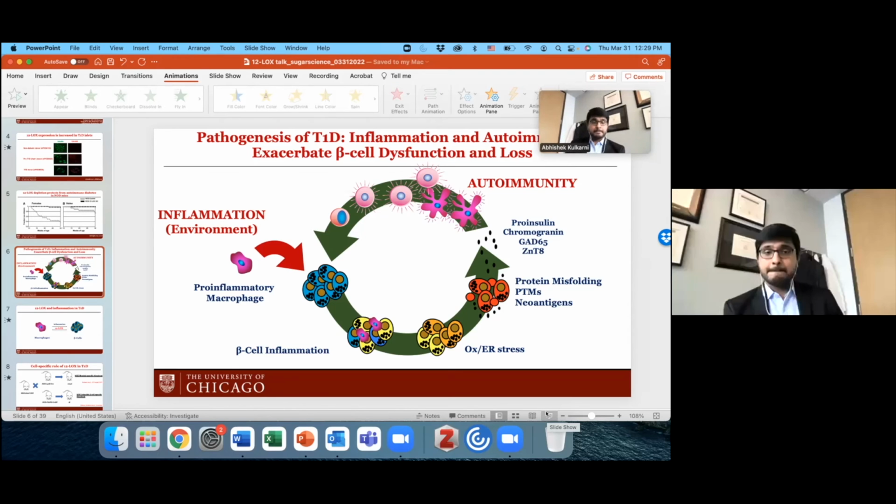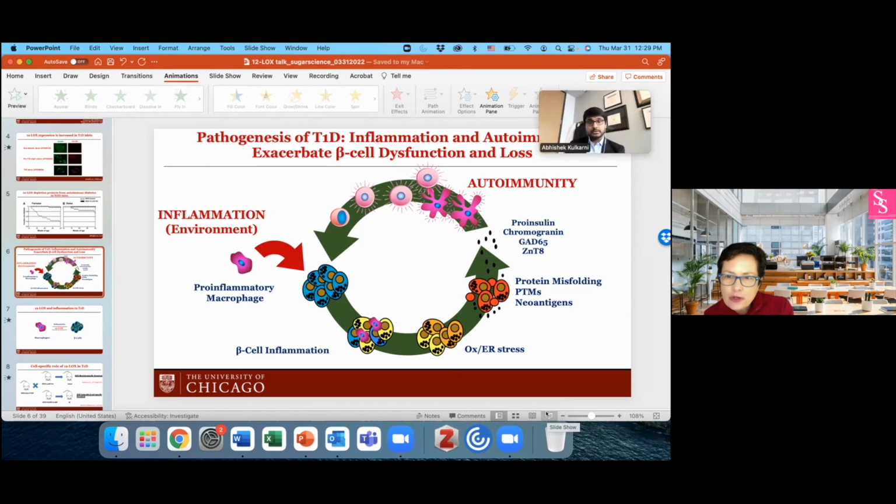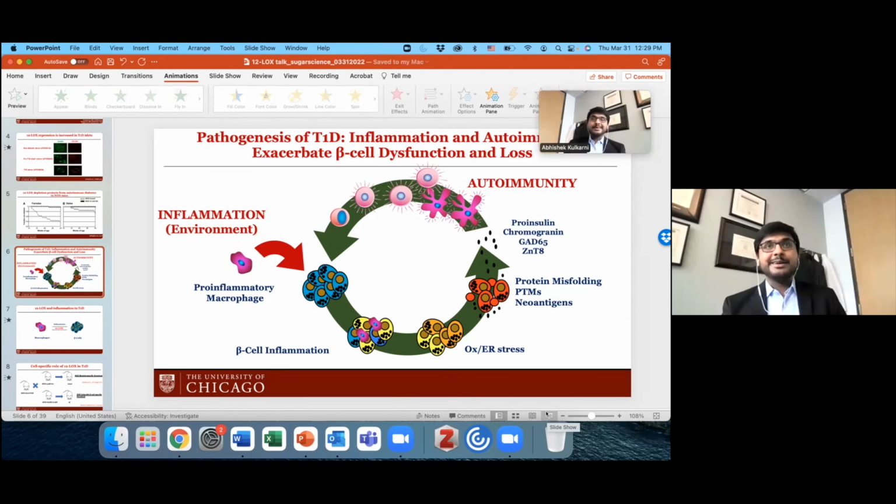Here's a question from the chat. Is the vision for this potential treatment option to be prevention of T1D, or the treatment of established T1D, or both? So the ideal outcome would be both.